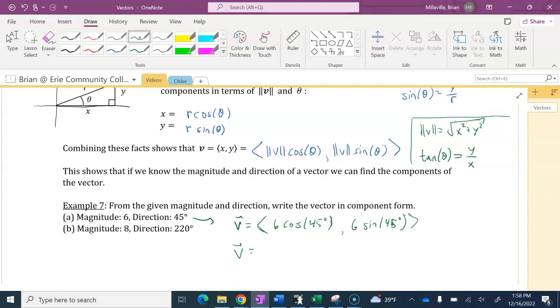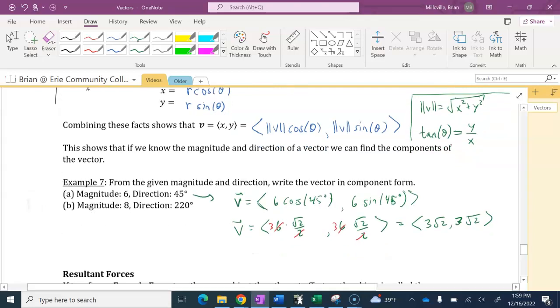Now these are known values to us. We know what the exact value is of cosine and sine of 45 degrees. It's the square root of 2 over 2. So we can substitute in those exact values. And then 2 divided into 6 gives us 3. So we could do that in each component and get a fairly nice expression. In each component, we would get 3 times the square root of 2 in both the x and the y component. So there we go.